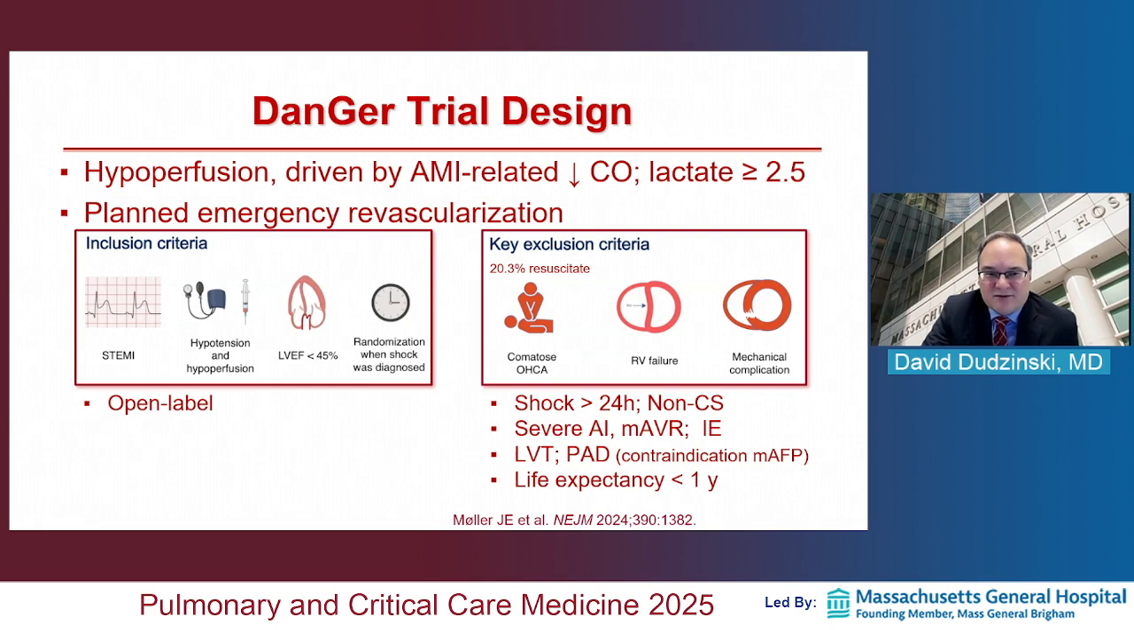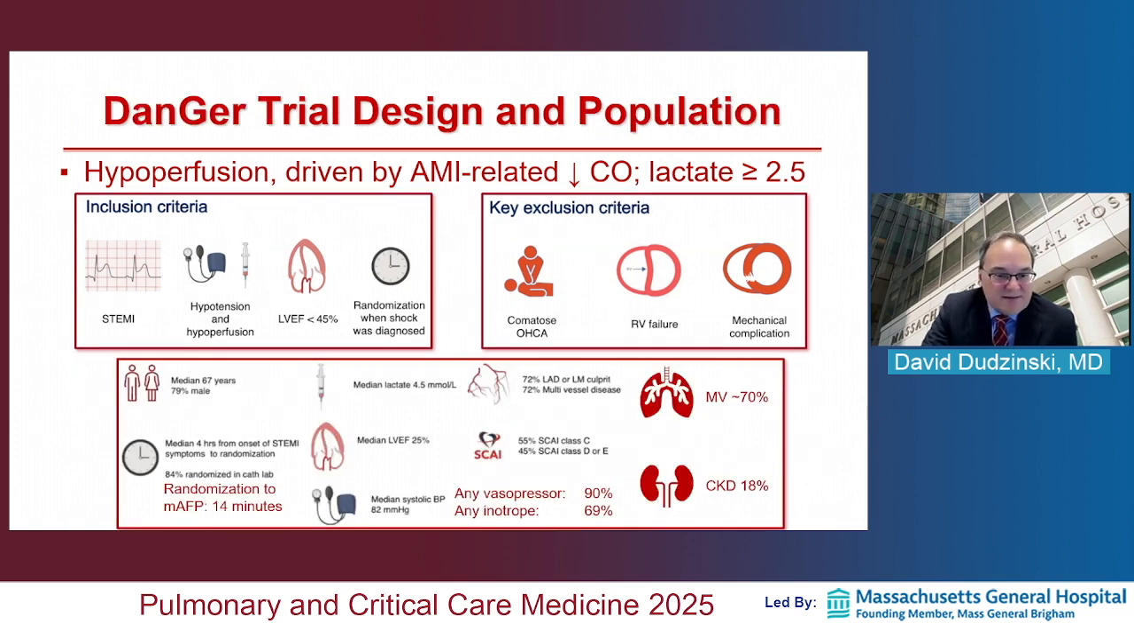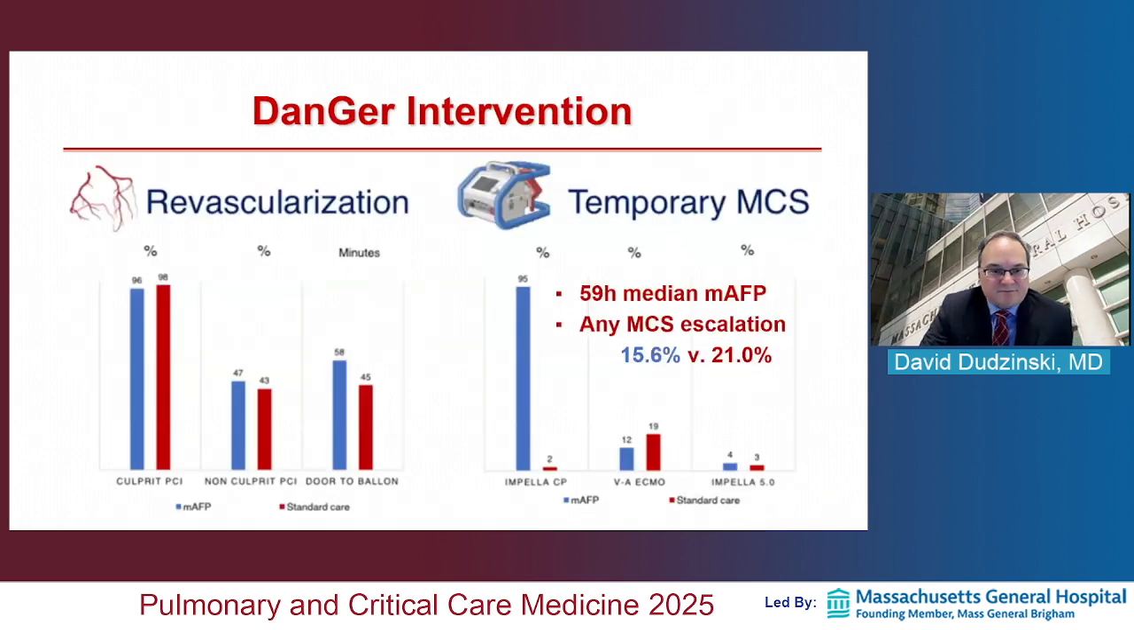They specifically excluded patients who had a hospital arrest. They excluded patients who would have any contraindication to the percutaneous transaortic device, and that mainly includes aortic valve pathologies or aortic pathologies. These patients were quite sick. You can see the SCAI classes. They were all at least stage C, lactate of 4, a high rate of vasoactive use and mechanical ventilation.